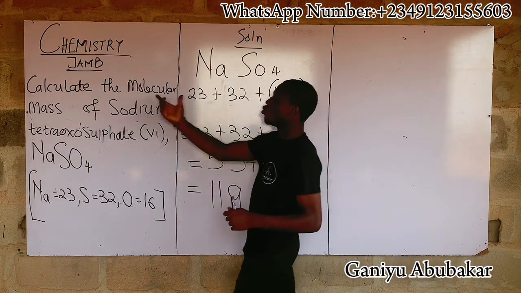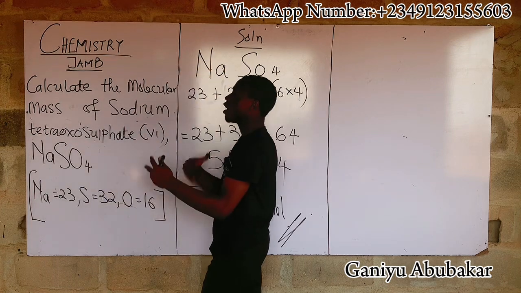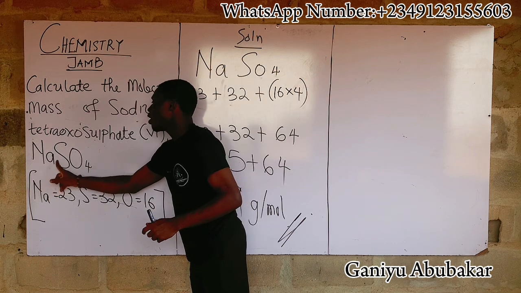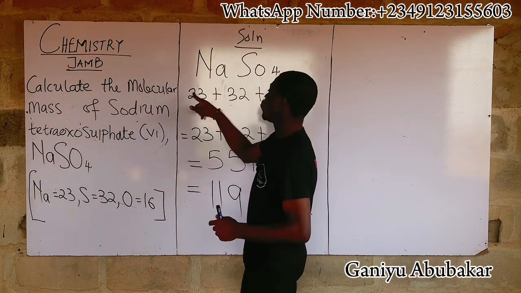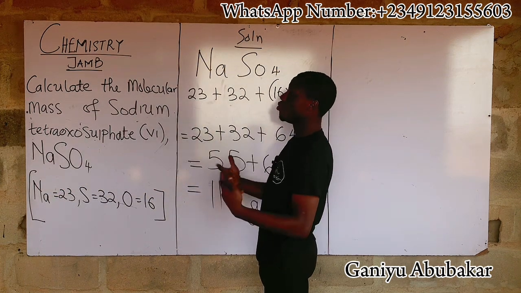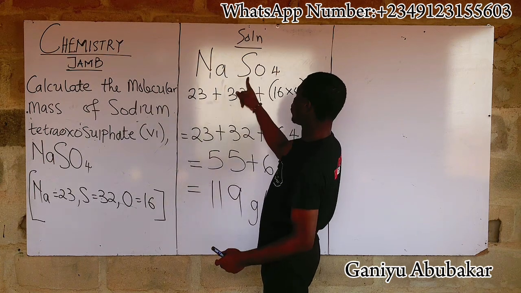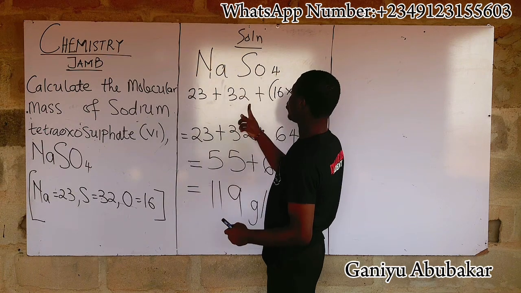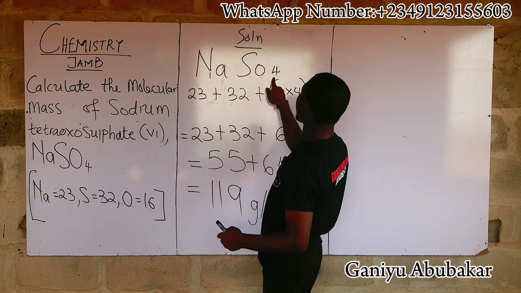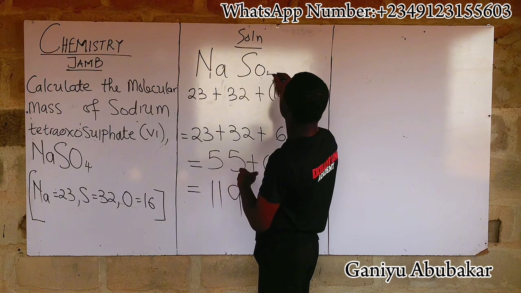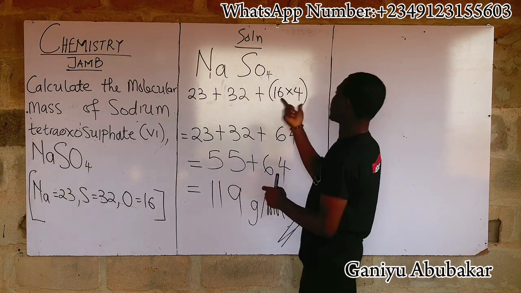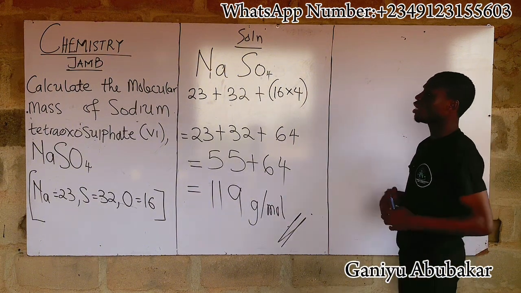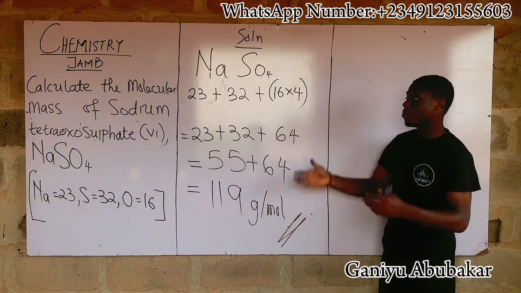So when it comes to molecular mass, also called relative molecular mass of a compound, how do we get that done? This is sodium, and sodium is just 1 here, so I have 1 times 23, the same as 23. So sodium is 23 plus sulfur, 32, plus oxygen, 16, but I have 4 oxygen atoms, so that becomes 16 times 4. Add them up, I should have 119 gram per mole. This is how you solve this particular JAMB past question.